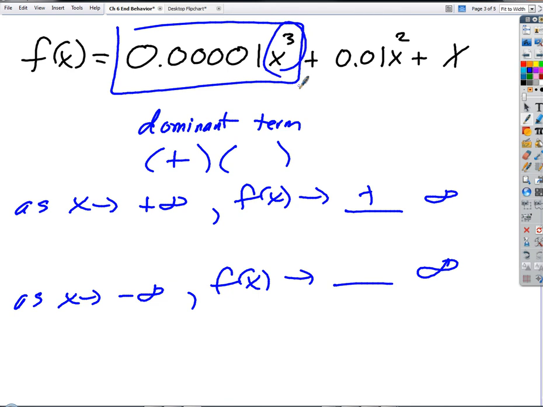As x approaches negative infinity, x is negative. What is a negative number to an odd power always going to give us back? Negative. So I'm going to get positive times negative, and what's the result of a positive times a negative? Negative. See how that works? So it's negative infinity, guaranteed.